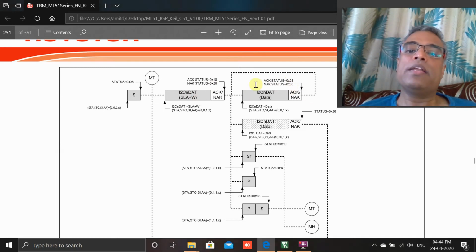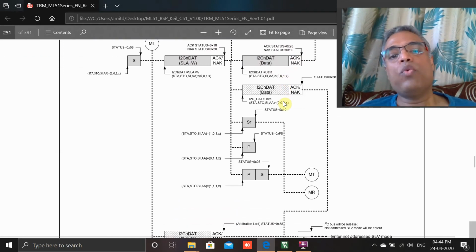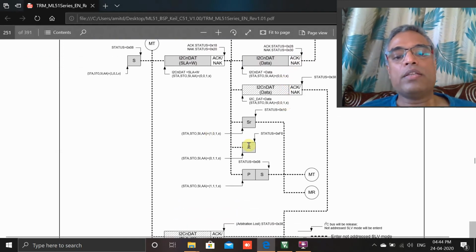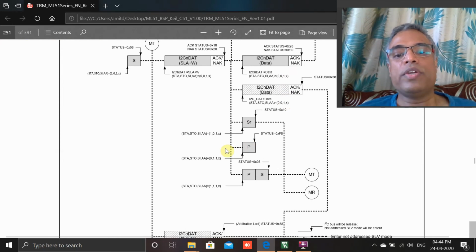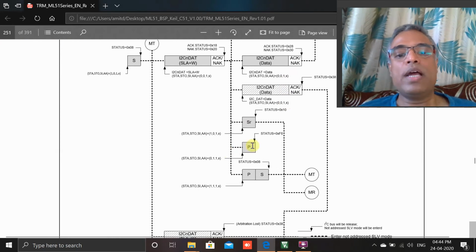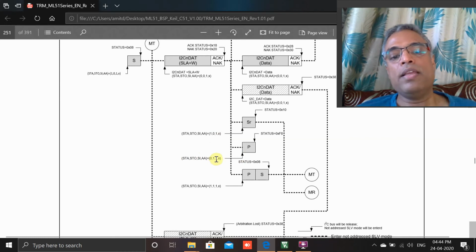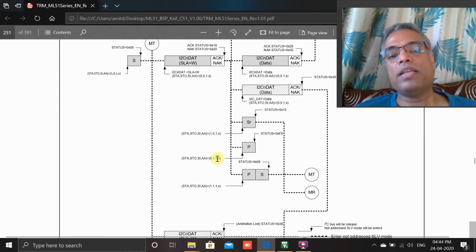Now this process can continue until I have put all my data onto the bus. Once I'm done putting all the data, ideally I would want to generate a stop bit. So how do I do that? In that case, I will keep STA as 0 and set the STO bit. And after I do that, I will clear the SI bit.